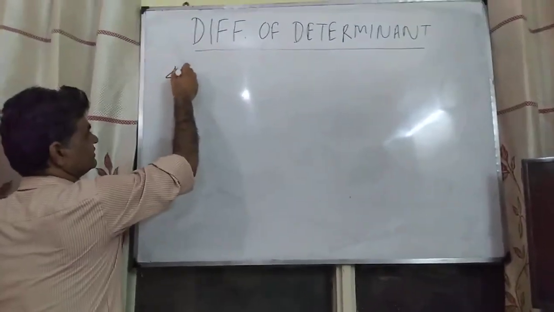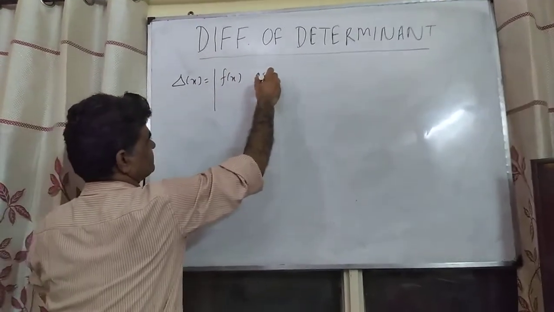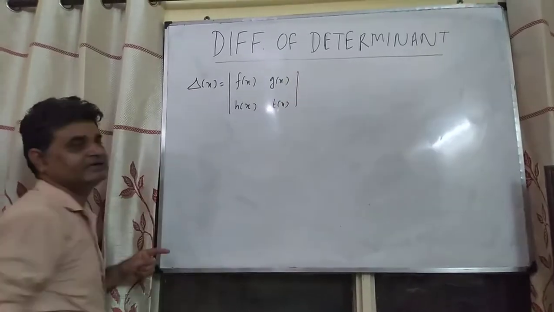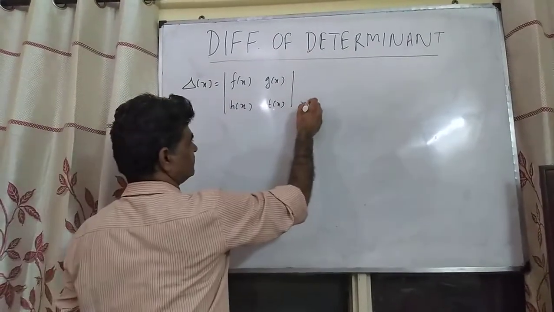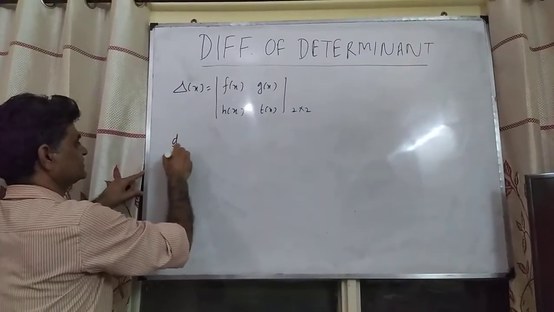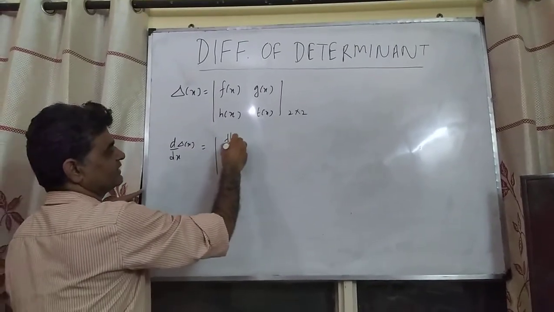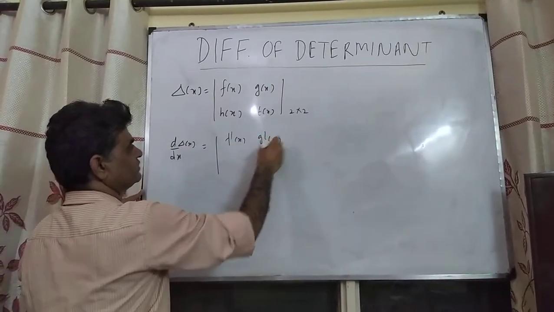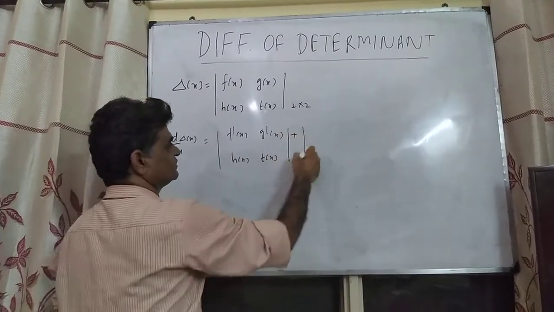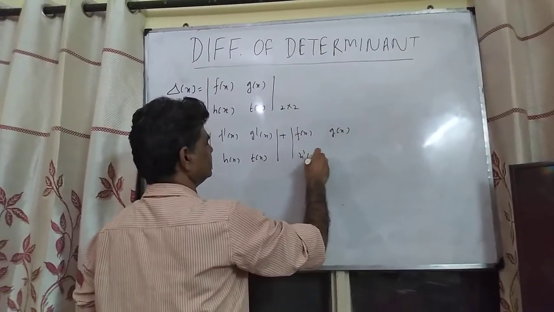Let a determinant delta x is equal to f x, g x, h x, p x. It is a 2 by 2 determinant. First of all, we are talking about a 2 by 2 determinant. Then differentiation of this is nothing but first you have to differentiate the first row and the second row will be as it is, plus first row will be as it is and second row will be differentiated.